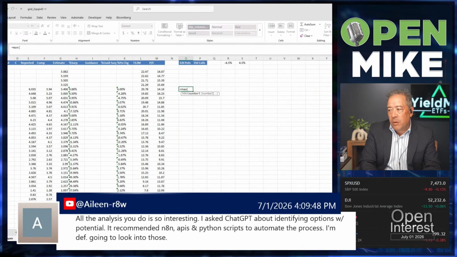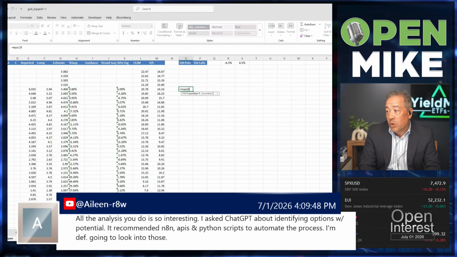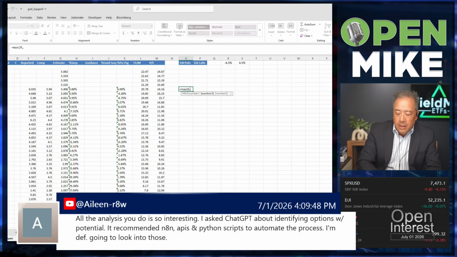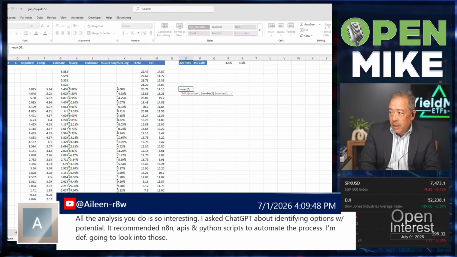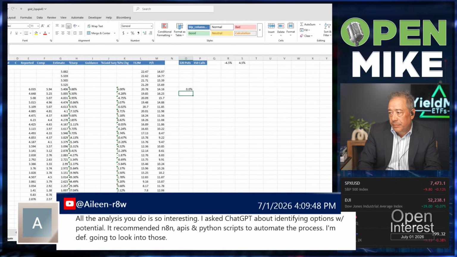a put can be worth no less than 0. It expires worthless. That's the worst thing that can happen to a long put position, and the best thing that can happen to somebody who's short. So I'm going to say the max of either 0 or the strike, which is down 4.5%, so 1 minus the downside move. In this case, the stock went higher, so the put expired worthless.